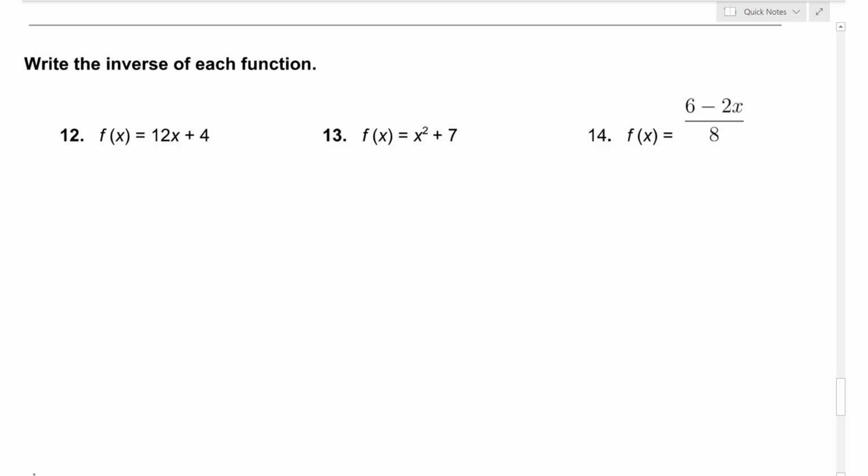Number 13, I'm going to work that out. 12, I expect you to do it on your own. 14, I'm going to try to work it out too.